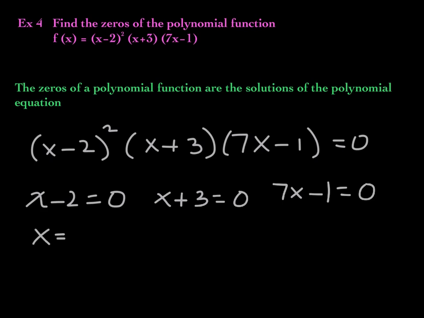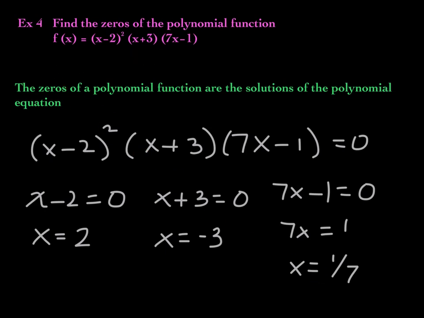After adding 2 to both sides, you get x equal to 2. After subtracting 3 from both sides, you get x equal to -3. Let's add 1 to the right side, and then let's divide by 7. So these are your zeros. 2, -3, and 1/7 are the zeros for this polynomial function.